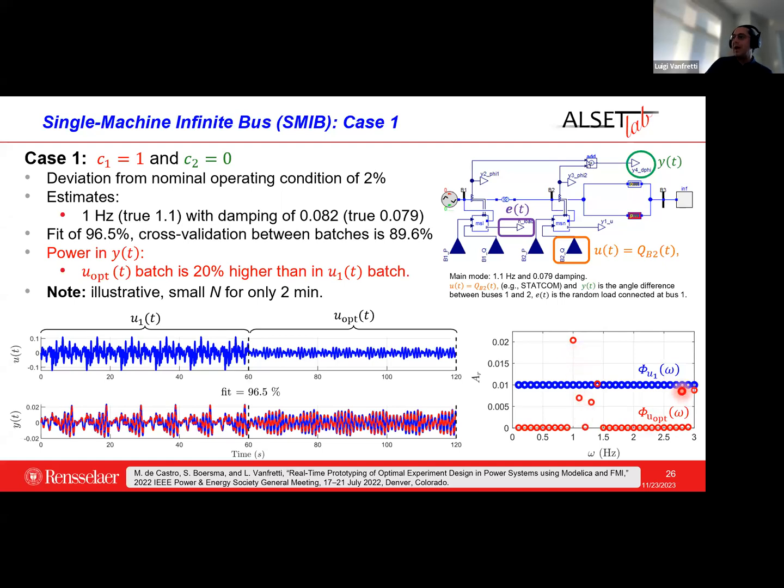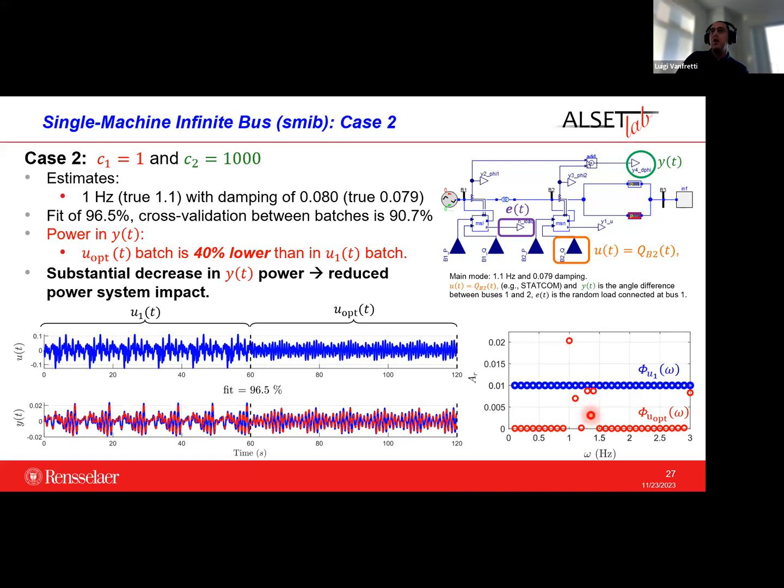Of course, the spectrum shows you here the dumb signal having the full spectrum, and here the signal only having certain frequencies excited. The main dynamic is at 1 hertz, so you can see that it's injecting frequencies around here only.